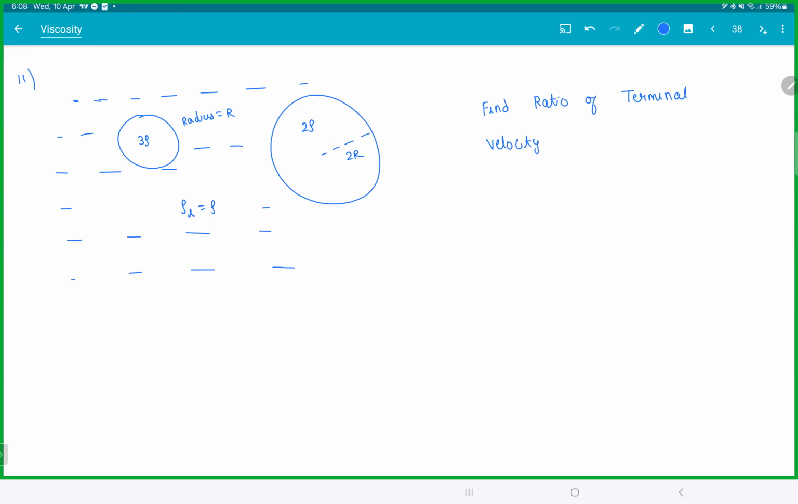Now don't blindly say the formula V is proportional to r square. That formula is valid when the densities are the same. Here the body densities are also different.